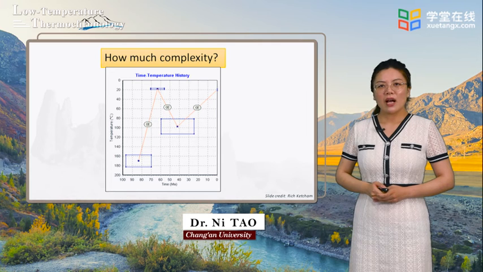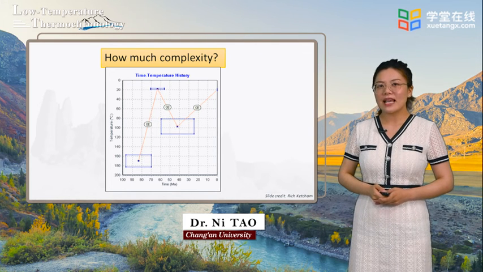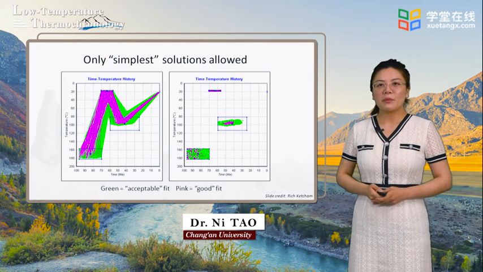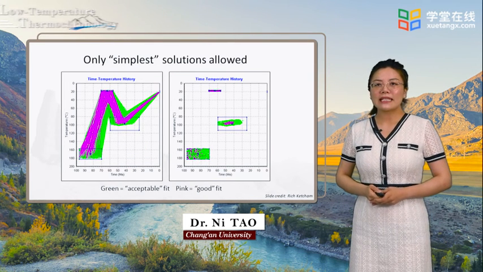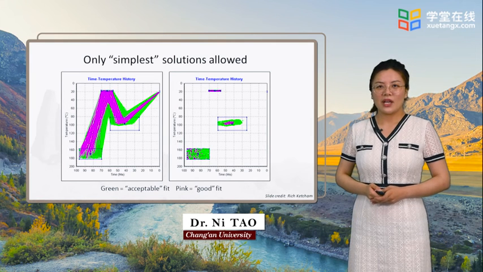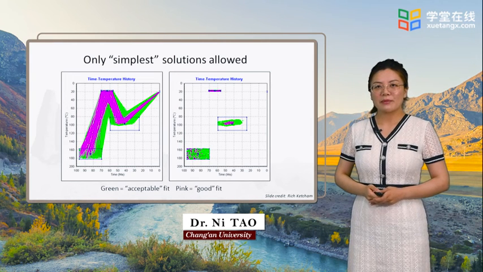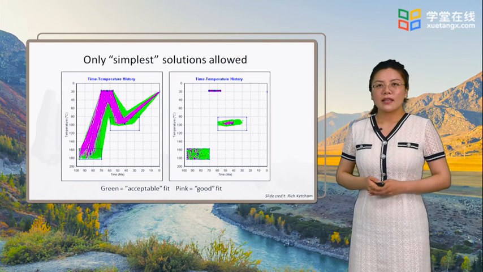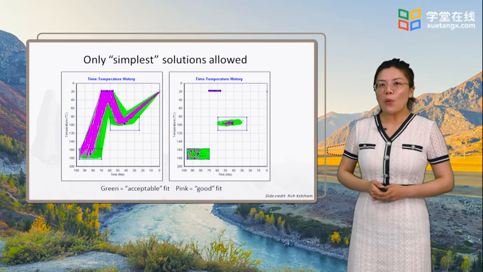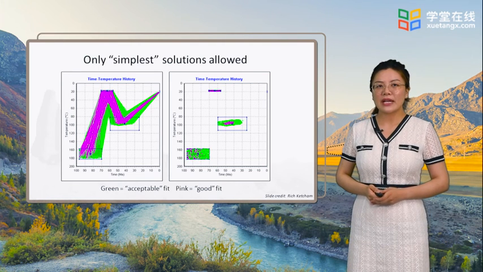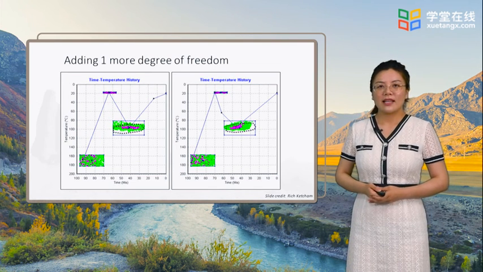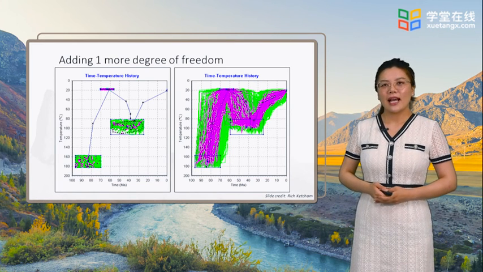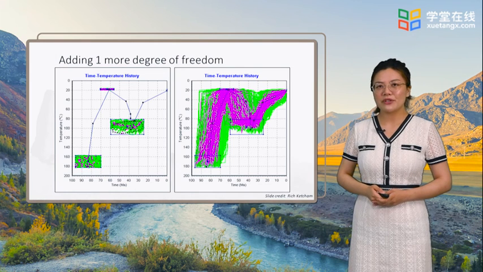So, here comes the question: how much complexity is complex enough? To answer this interesting question, we model a case starting with only the simplest solutions allowed. We can see that a very nice temperature thermal history has been yielded by the software. Then, we try to add one more degree of freedom to make the history a little bit more complex. And we continue to add one more degree of freedom. And here is the modeling result of the temperature history.